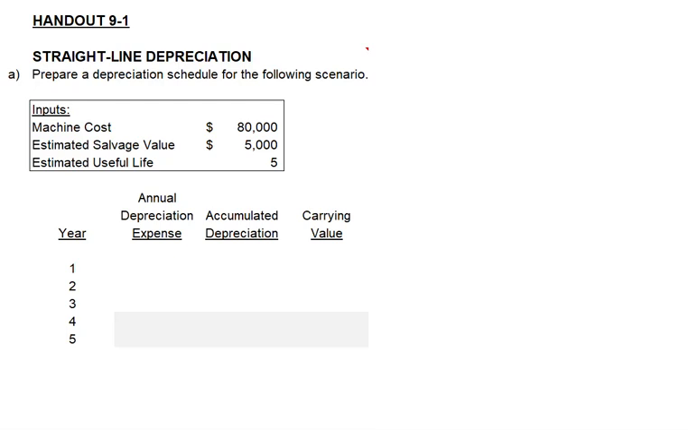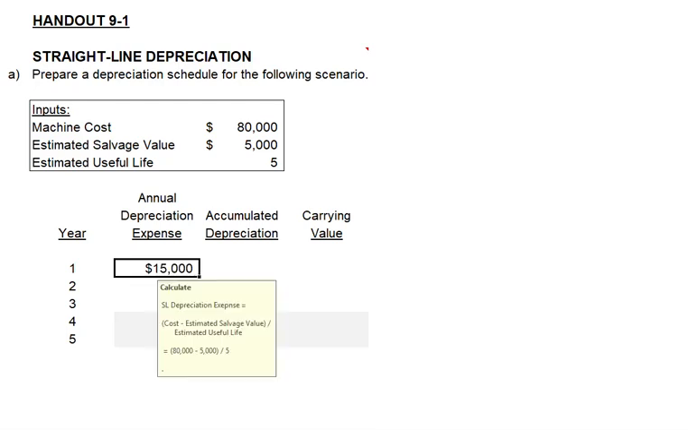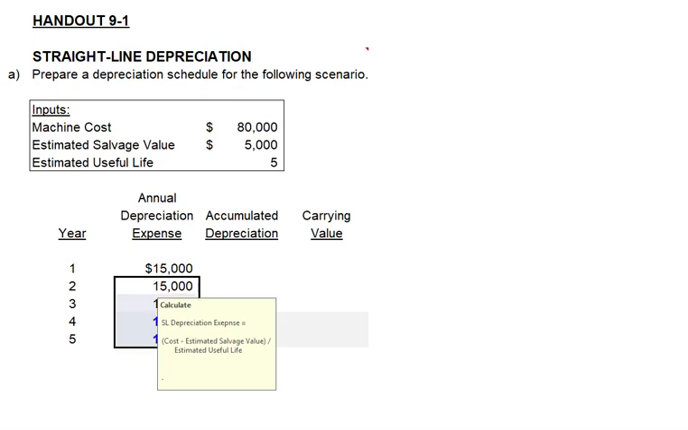So to calculate our annual depreciation expense, we simply take the $75,000 in depreciable cost and divide it by 5 to get an annual expense of $15,000 per year. And we're going to take that same expense every year for the next 5 years. All right, let's go ahead and continue on with our depreciation schedule.